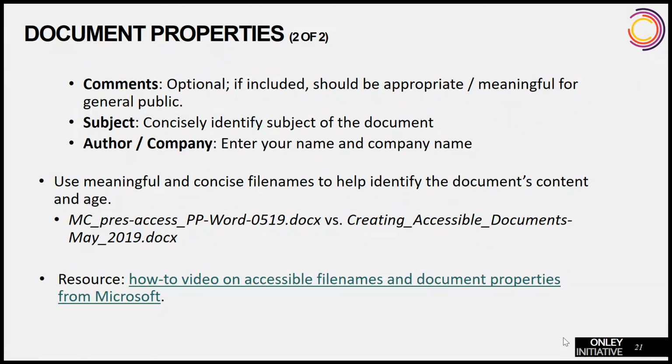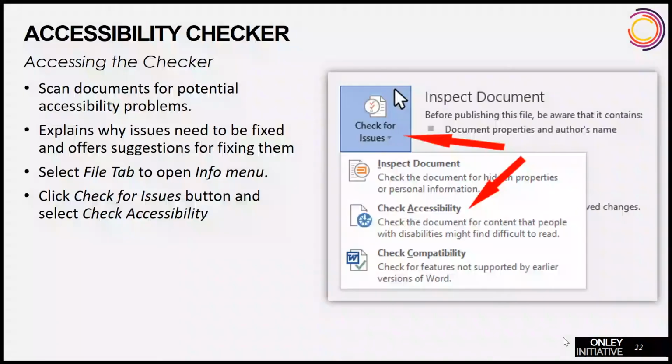Microsoft also provides a resource video on this topic. Visit support.microsoft.com and search Create Accessible File Names. Microsoft's Accessibility Checker will scan your documents and alert you to any potential accessibility problems. It will also offer suggestions of how to fix them.